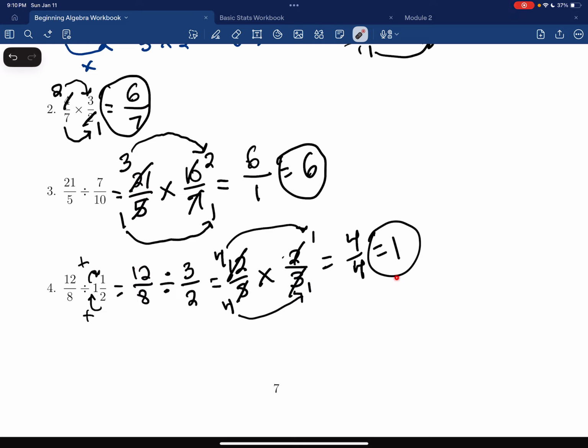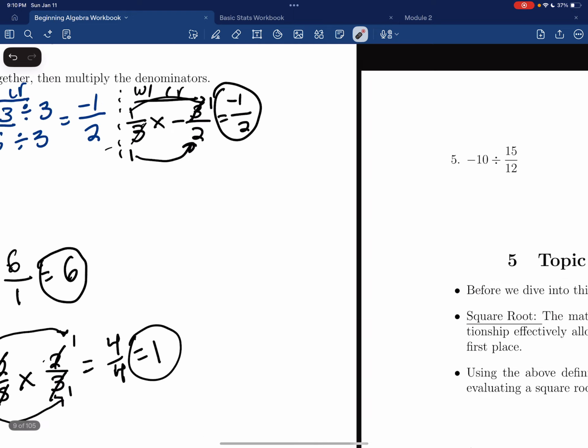So that's why you got 1. Because they're the same value. Both 12/8 and 3/2 are the same value. If you plug 12 divided by 8 and 3/2 into your calculator, for both of those, you get 1.5. So that's why you get 1. Because 1.5 divided by 1.5 is just 1.